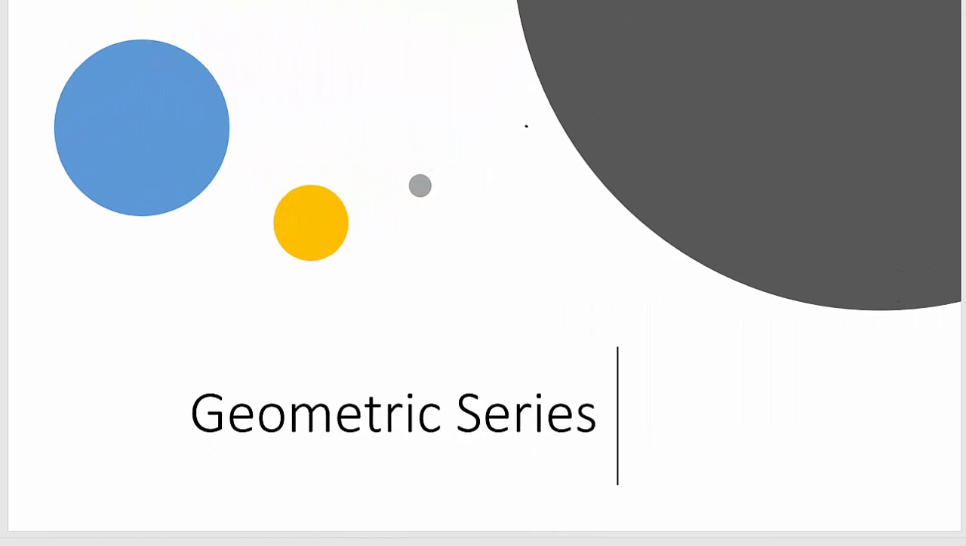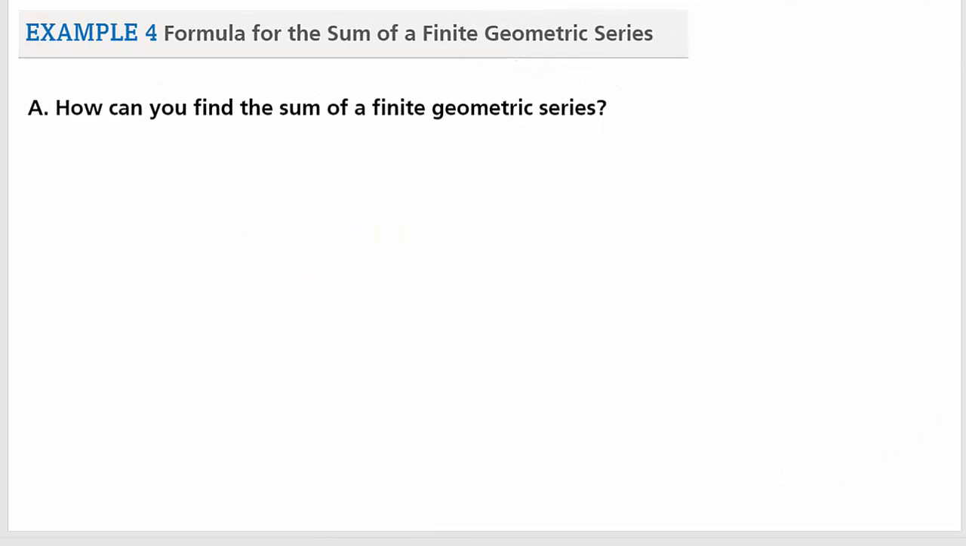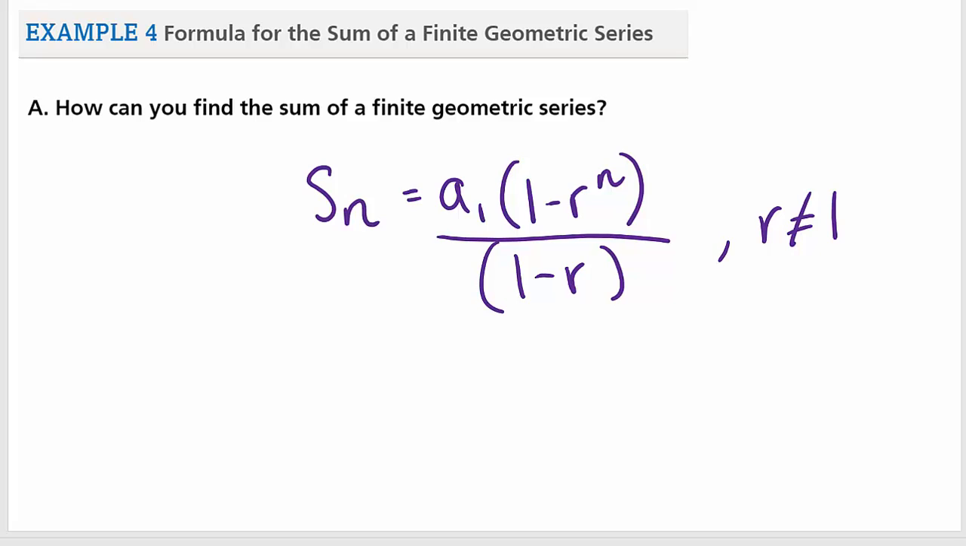Geometric series. A geometric series is taking a geometric sequence and finding the sum of all the terms. So we do have a formula that we can use to find the sum of a finite geometric series, meaning that it has an end to the sequence. So here is our formula. Make sure that you write it down because you will be required to remember this.